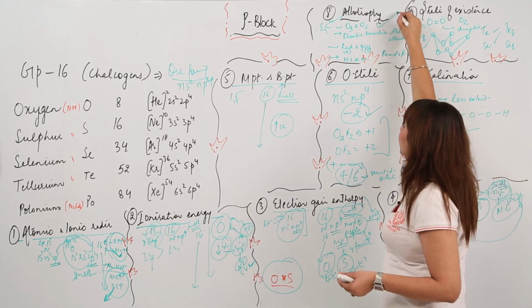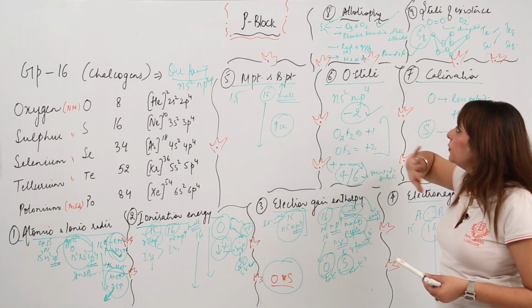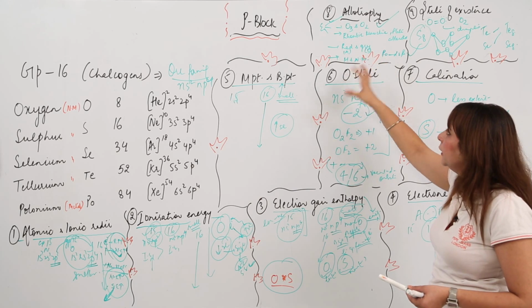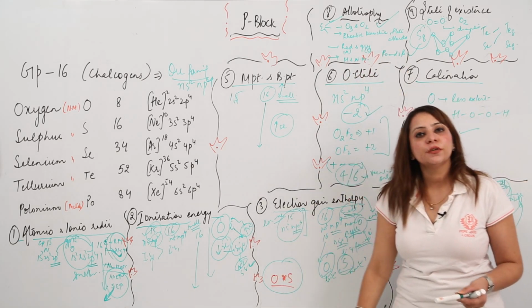And moreover, this group is showing beautiful allotropic forms. So you need to remember all these forms: monoclinic, plastic, colloidal for sulfur, red and grey for selenium. Likewise, you should be well versed with the allotropy as well. So these are the physical properties of group 16.